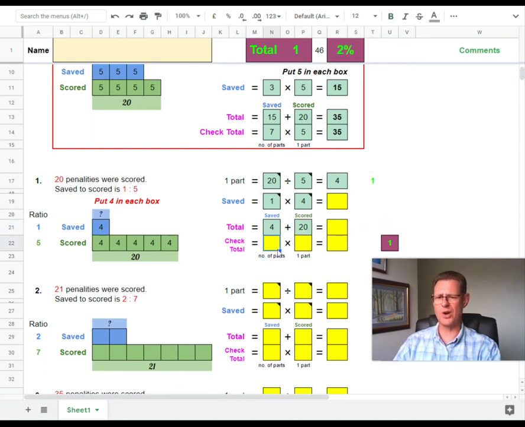Remember, the double check works because there's 6 parts. That's the 1 and the 5 added together. All the best. I hope you can finish that off.